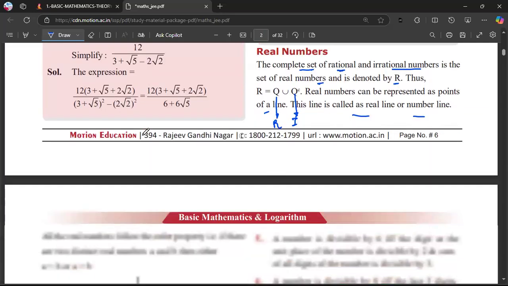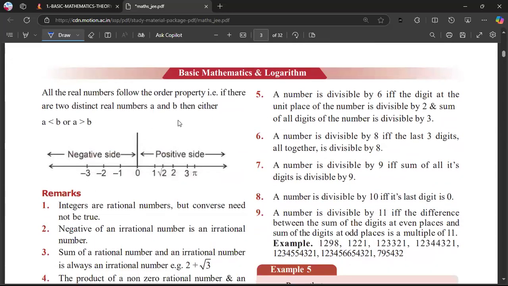So all the real numbers follow the order property. If there are two distinct real numbers, A and B, then either A is less than B or A is more than B. When we study complex numbers, their inequality does not exist. So in case of real numbers, inequality is there.